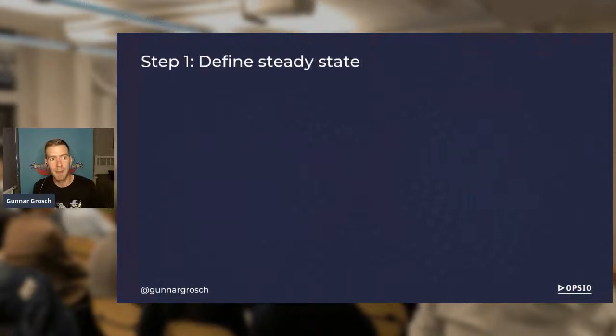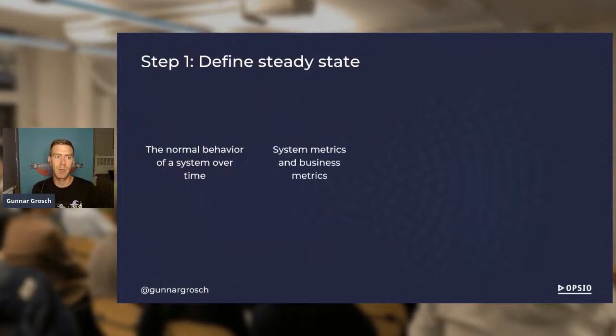First off, the first step, define the steady state. And the steady state is more or less the normal behavior of a system over time. And that is how the system behaves, its ups and downs, but over time. And we can define this steady state by using system metrics, and system metrics might be CPU, storage, number of instances running, and so on. But also business metrics, and business metrics might be number of purchases or number of active users and so on.